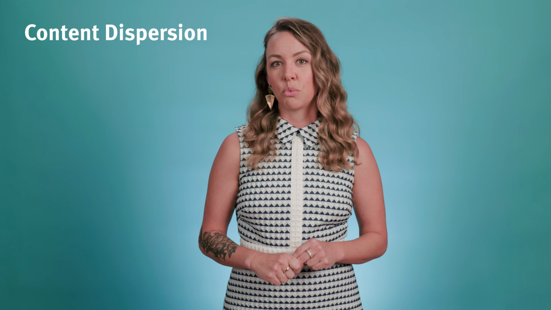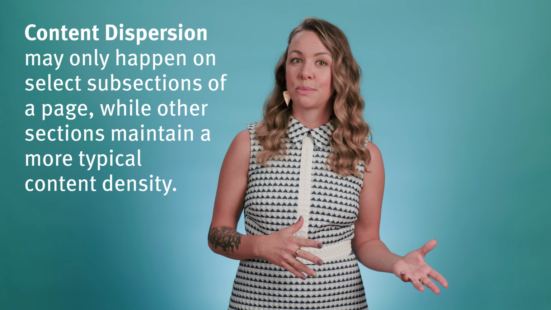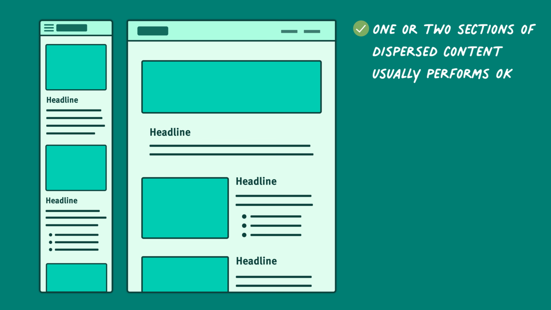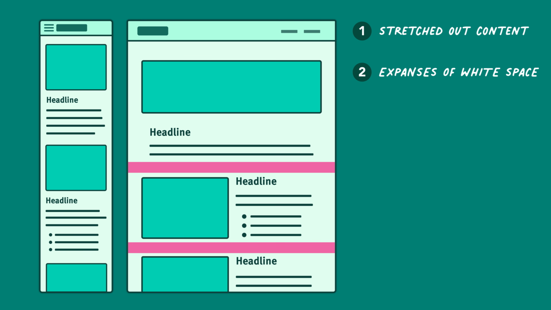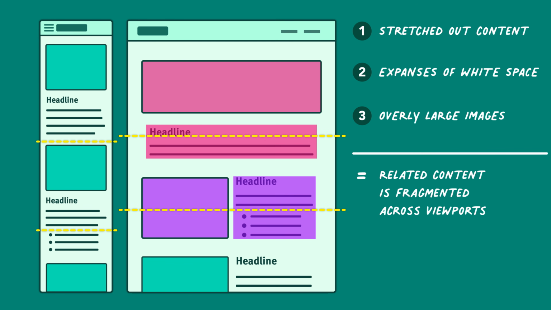Content dispersion on desktop websites may only happen on select subsections of a page, while other sections maintain a more typical content density. A page with one or two sections of dispersed content usually performs okay, but when responsive rendering on large screens results in widespread content dispersion, this is when problems occur. Stretched out content with expanses of white space and overly large images across the entire page has the effect of fragmenting the text-based content across many more viewports, and the cumulative impact on usability from this is largely negative.